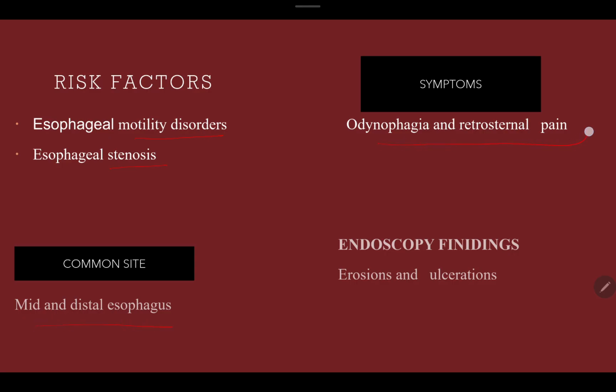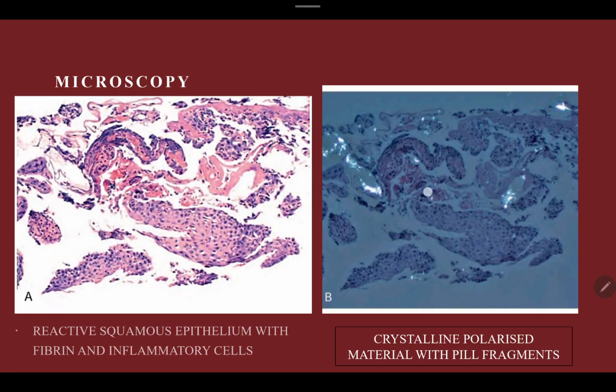What symptoms will the patient present with? The patient will present with odynophagia and retrosternal pain. On endoscopy, we can see erosions and ulcerations. These are the microscopy findings in pill-induced esophagitis. We see reactive squamous epithelium with fibrin and inflammatory cells. Here we can see fibrin and different inflammatory cells, and this is the squamous epithelium. Reactive squamous epithelial changes can be noted, with fibrin deposition and a mild inflammatory infiltrate.